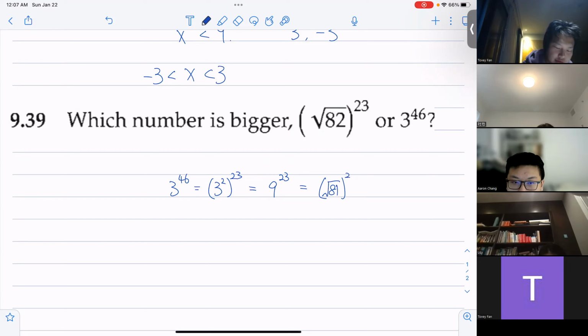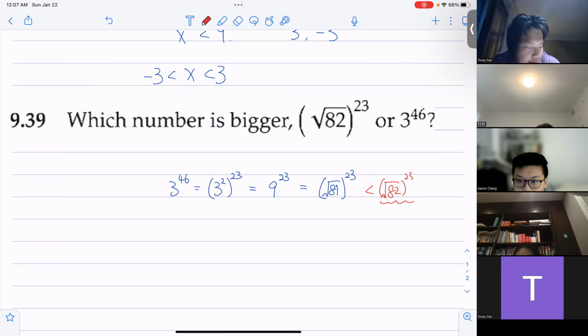Yes. So once we find the same power, that's the time to compare the base numbers, right, Rika, Lily? And when we compare the base numbers, that's basically just root 82 and 9, and 9 is root 81. So this has to be less than root 82 to the 23rd. So this will be a big number. Okay, any more questions about this? Okay, very good, very good.